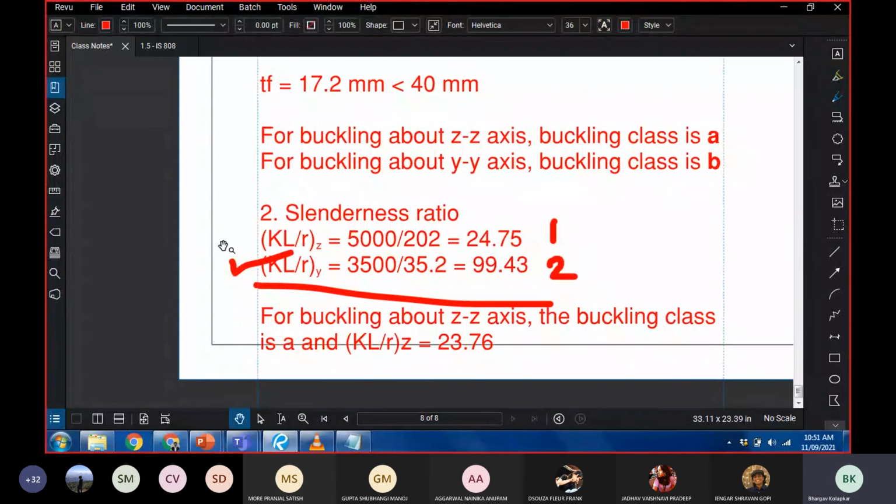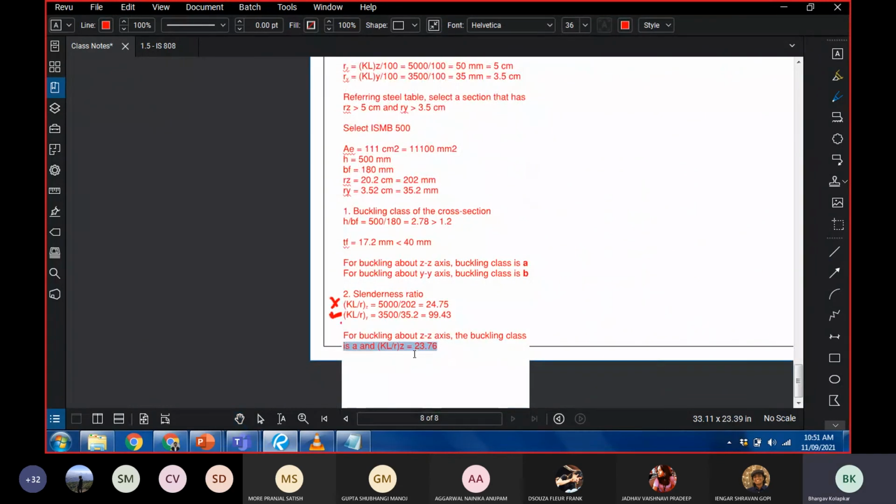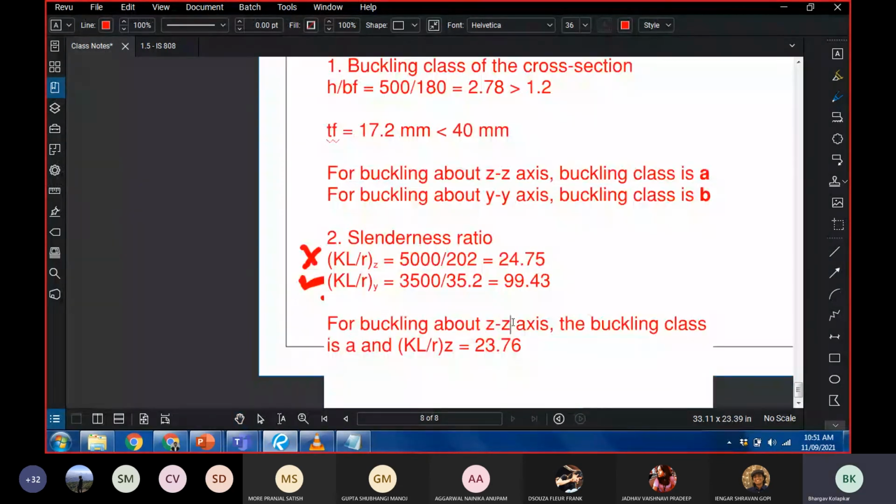And therefore, we would not proceed with this slenderness ratio, because if we have provided a column that satisfies this, we are naturally covering the other as well. So we are not going to proceed with one, we are going to proceed with two. For buckling about the y-axis, the buckling class is B, and the value of KL upon r, the slenderness ratio for y, is 99.43.